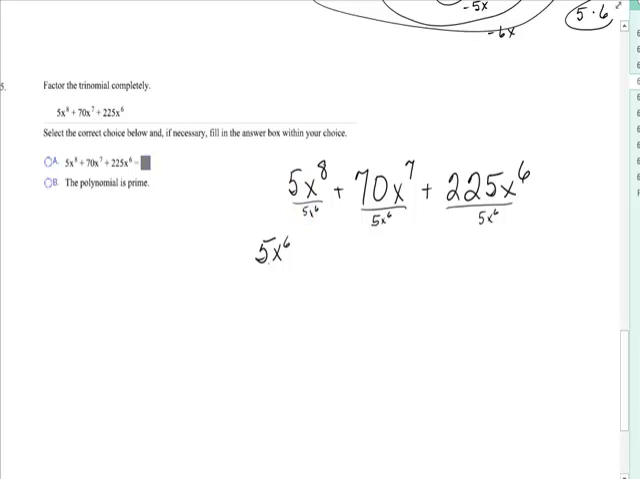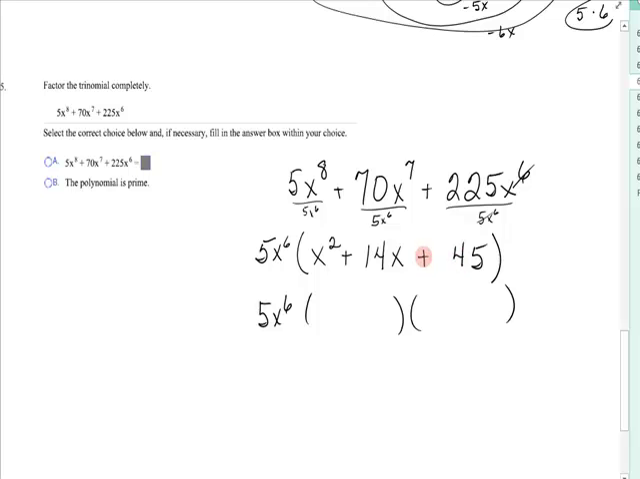5 goes into 5. In other words, those divide out. X to the 8th over x to the 6th, subtract for x to the 2nd. Plus 70 divided by 5 is going to be 14, and subtract your exponents, you get x. 225 divided by 5 is positive 45. The x to the 6th divide out, so I don't have any x's down there. I will keep my 5x to the 6th and see if trial and error works.